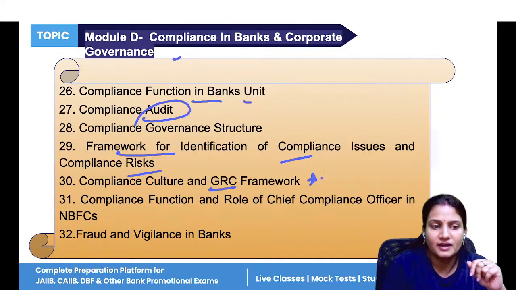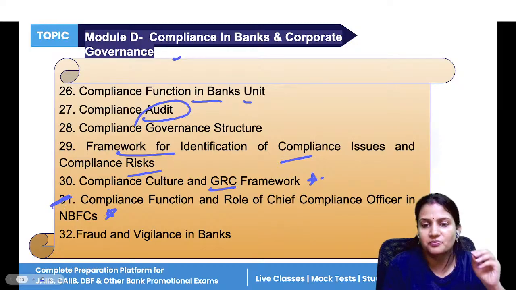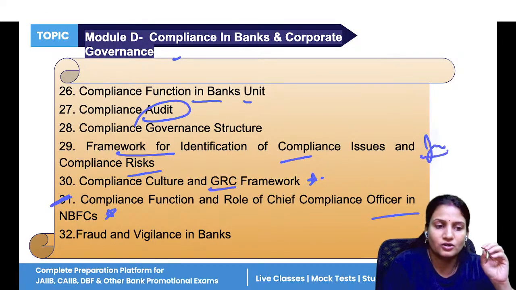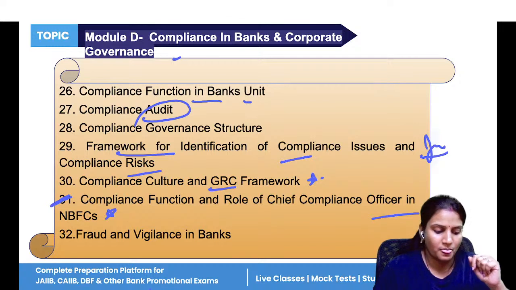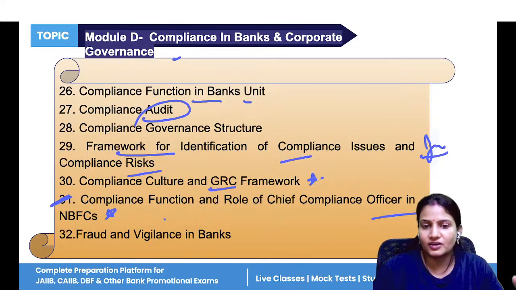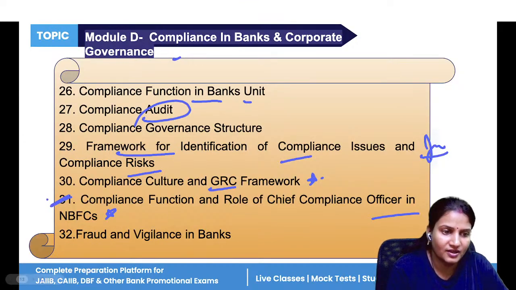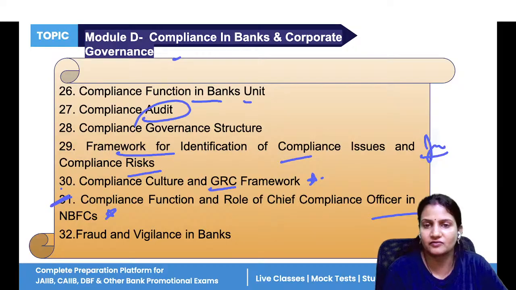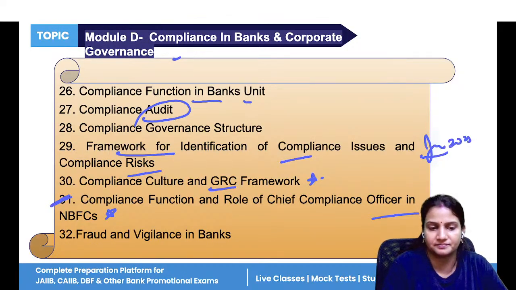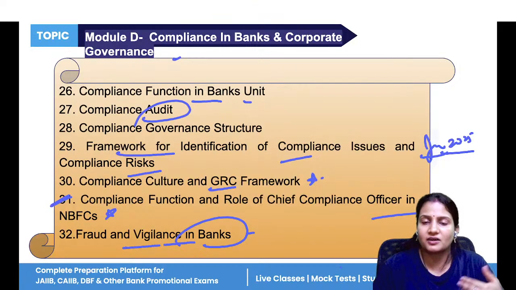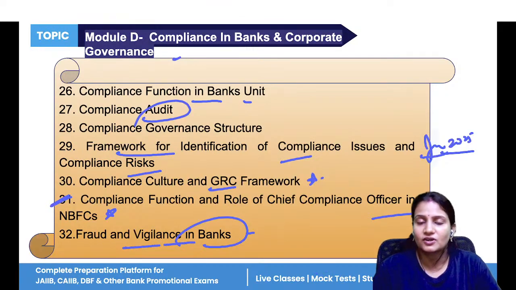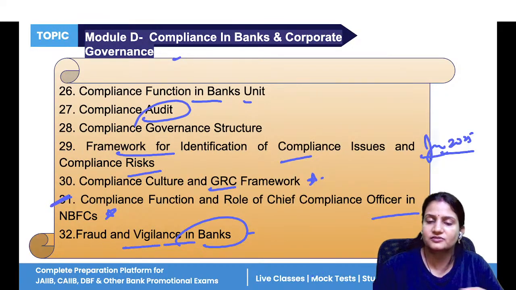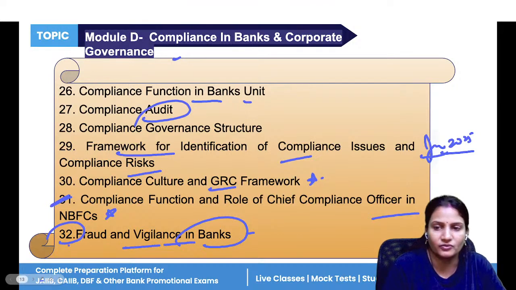GRC framework important. This unit 31 is very, very important. This time in the month of June, a lot of questions were from unit number 31. That is, what is the role of the CC officer in NBFC and what is the compliance function? So most of the case study questions were from unit number 31 this year in June 2025. And last is fraud and vigilance in bank. What are the different frauds that a bank may see, what illegal activities a bank may see, who are the officers that are appointed for checking all these frauds. So all these things we will be studying in our unit number 32.